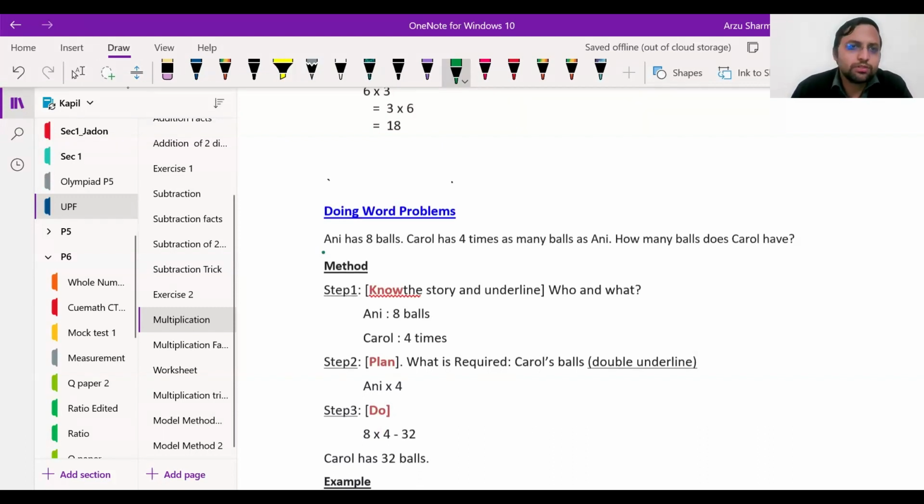Now let's look at some simple word problems. The simple example: Annie has 8 balls. Carol has 4 times as many balls as Annie. So how many balls does Carol have? So what are we going to do? We are going to simply multiply, right? 8 times 4 is equal to 32. And of course, you should know the multiplication table of at least the first 10 natural numbers. That's important, from 1 to 10.